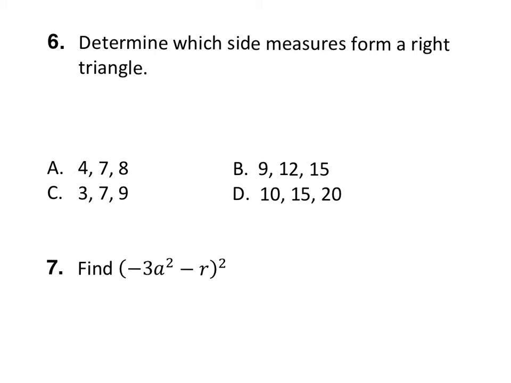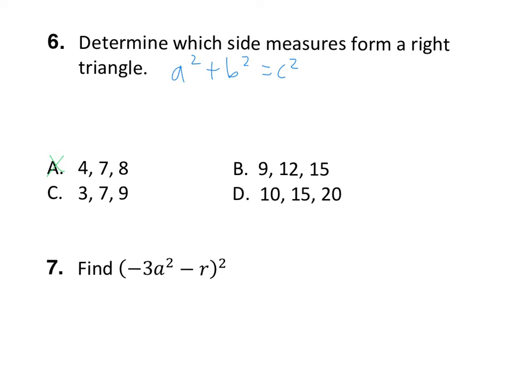Number 6, determine which side measures form a right triangle. So this is going to be found by using the Pythagorean theorem. A squared plus b squared equals c squared. So if I go through and test those out, 4 squared, which is 16, plus 7 squared, which is 49, gives us 65, which is not 8 squared. So A would not work.